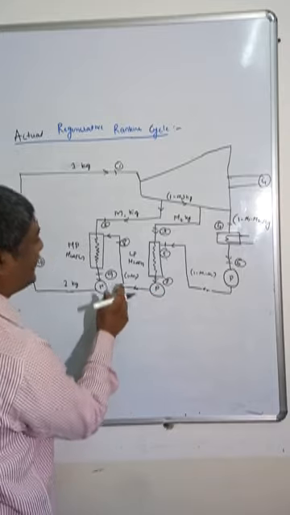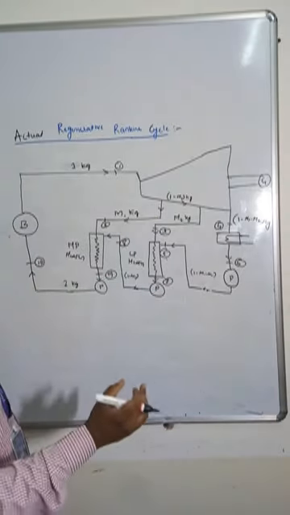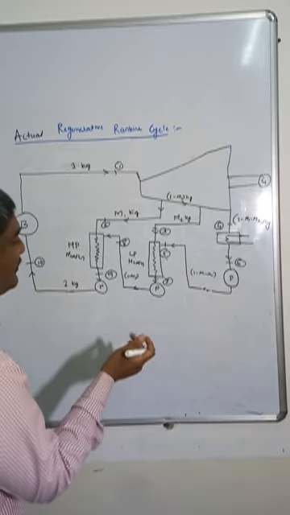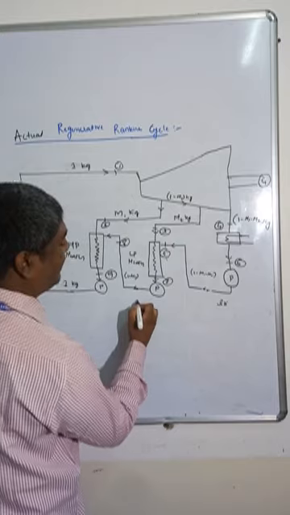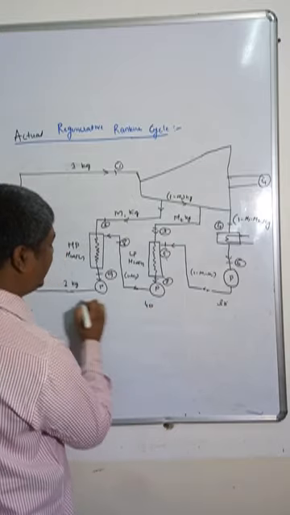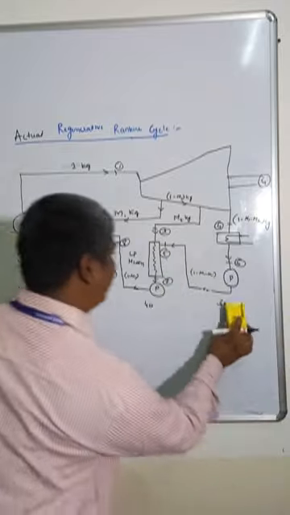Then again it is pumped and passed to the m1 kg of steam. The m1 kg heats it further. Suppose I have some 30 degrees Celsius here, it may increase up to some 40, and here it may increase up to 90 degrees. This is only an example, it is not practical.